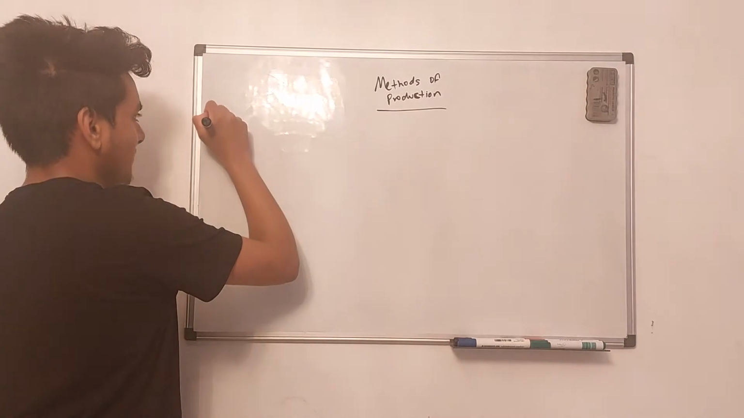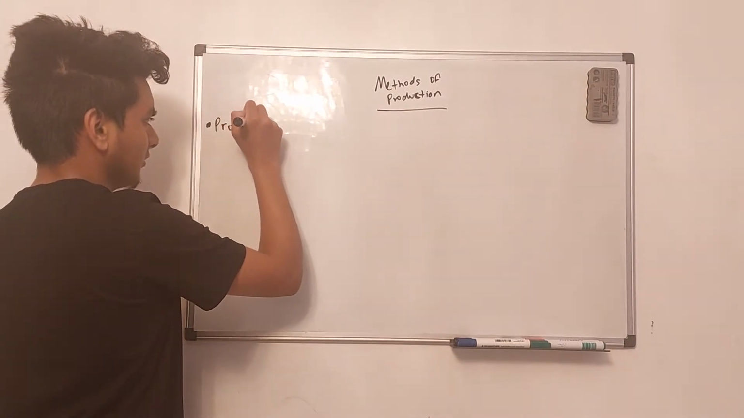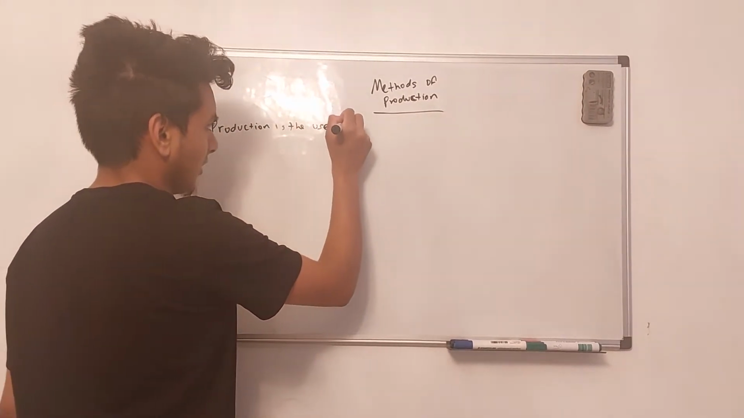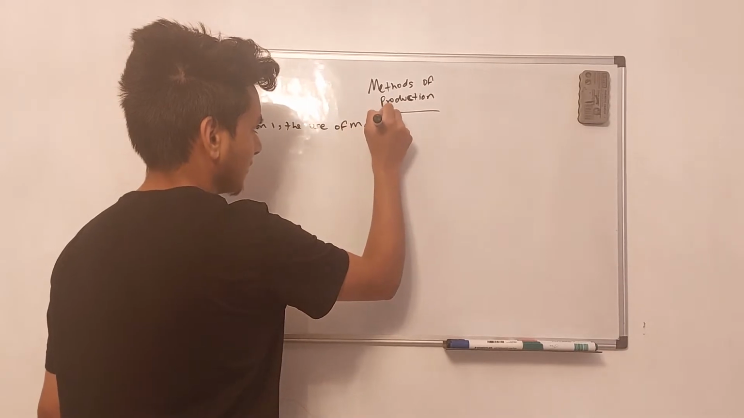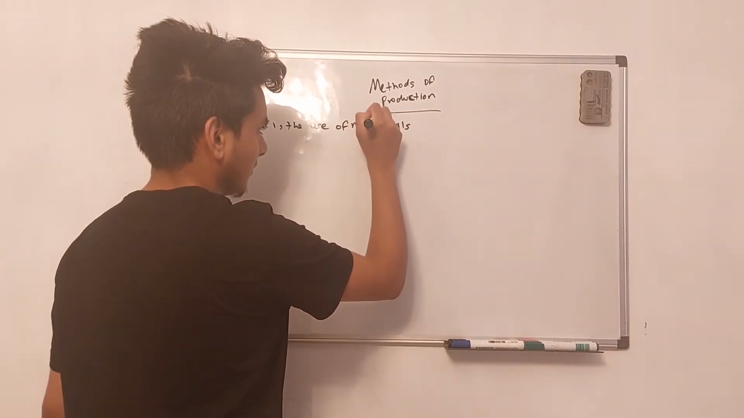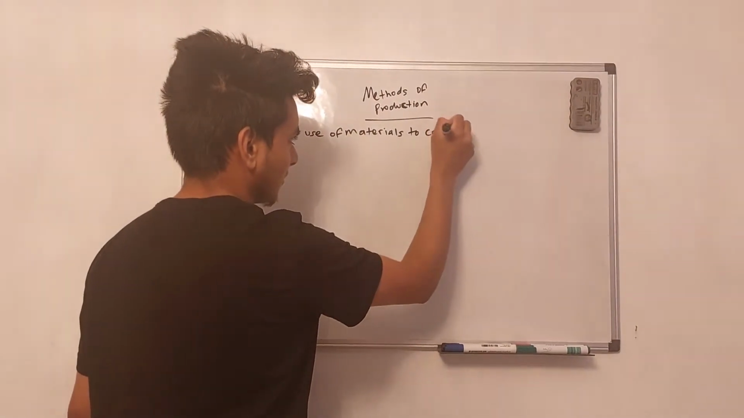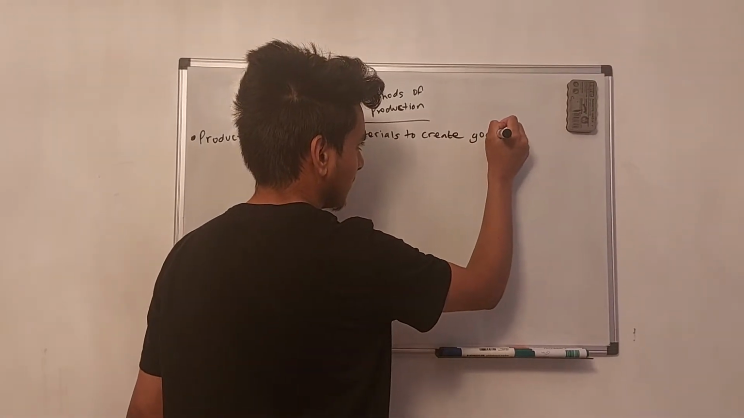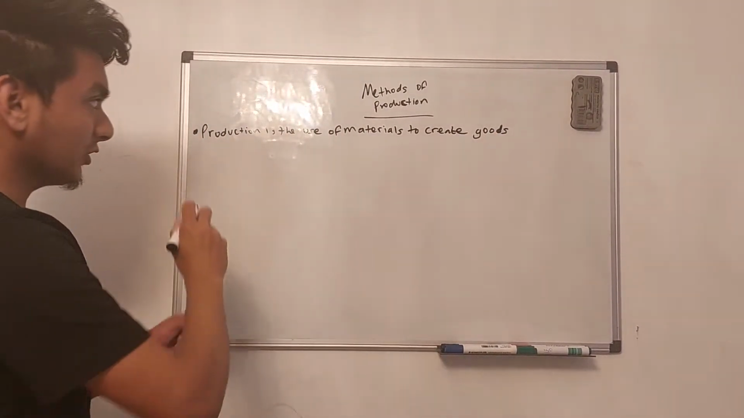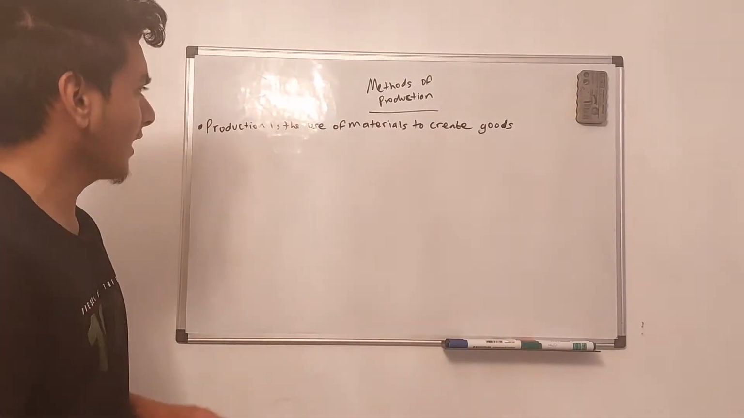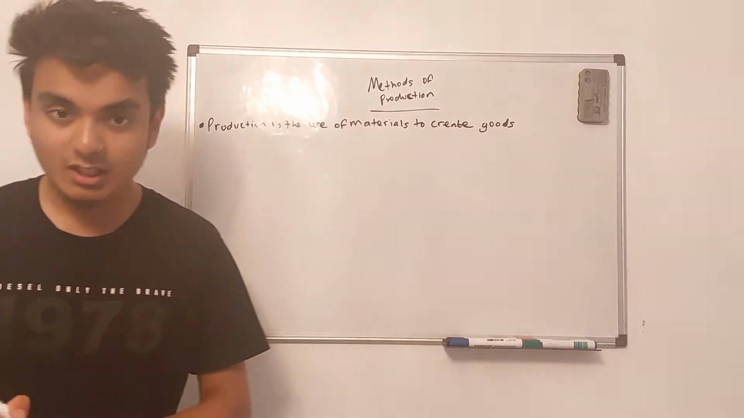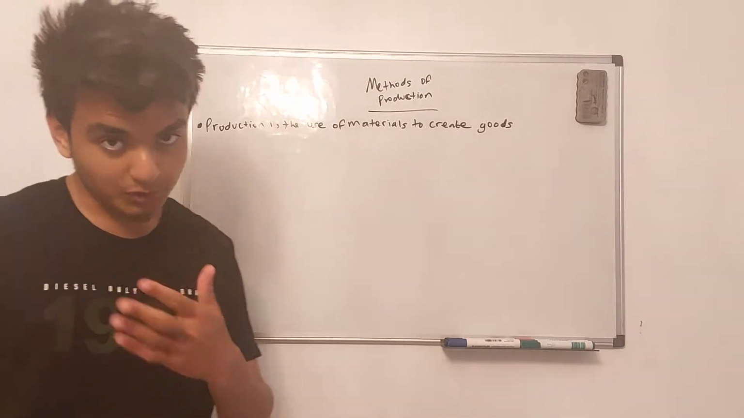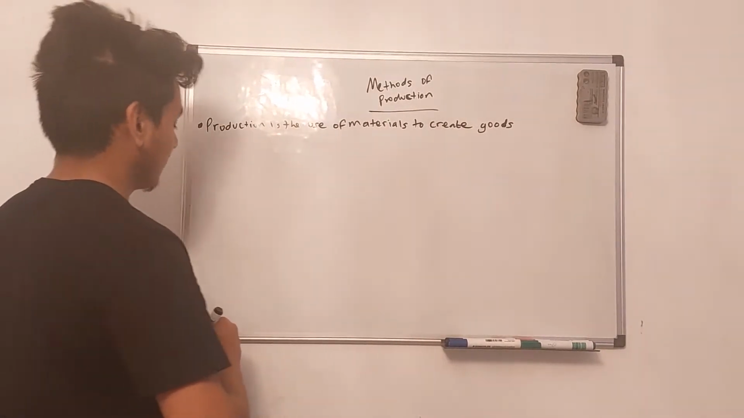So what is production? In business, production is the use of materials to create goods. So production is the use of materials to create goods. What that means is workers need to use materials to produce the goods to sell to customers. There are four types of production methods, and I'll go through them right now.